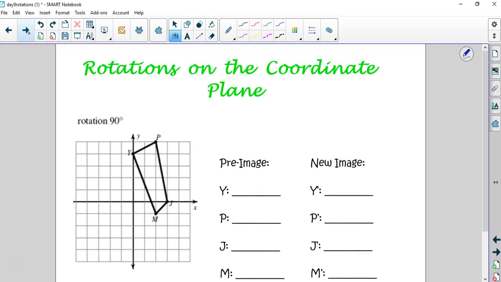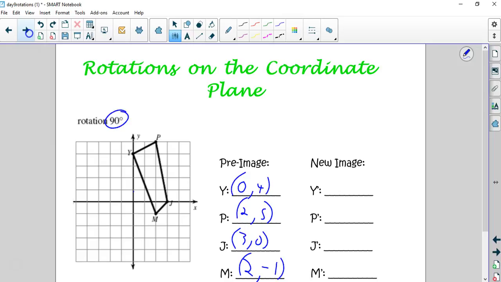Okay, 90 degrees. Think about what quadrant it's going to end up in. Make a prediction on your own. Okay? So Y is at 0, 1, 2, 3, 4. P is at 2, 5. J is at 1, 2, 3, 0. And M is at 2, -1.